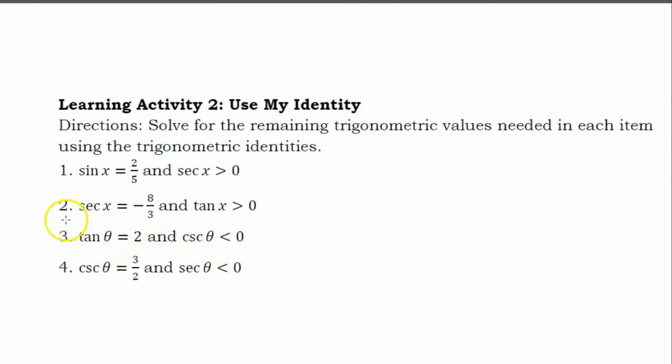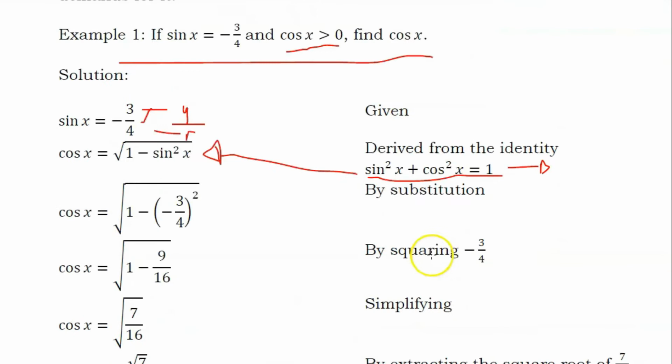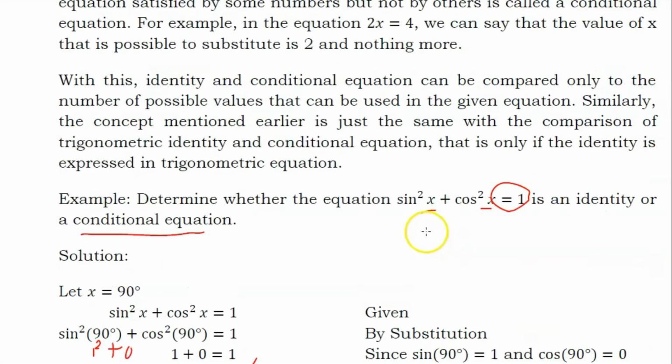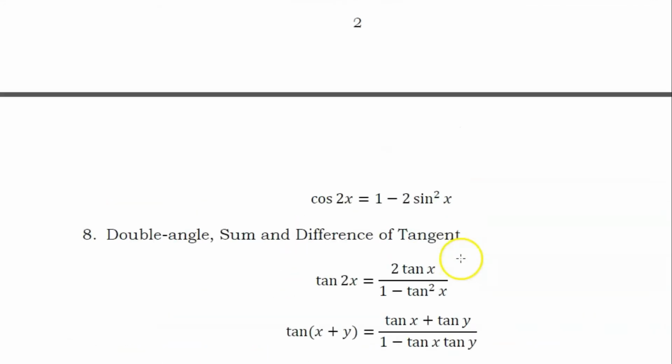Okay, so let's try to solve number 2. Secant x is equal to negative 8/3 and tangent x is greater than 0. So take note of the trigonometric identities or circular functions involved. We have tangent x and secant x. So let us check our list of identities where we can see tangent x and secant x in one identity. Okay, it's not here.